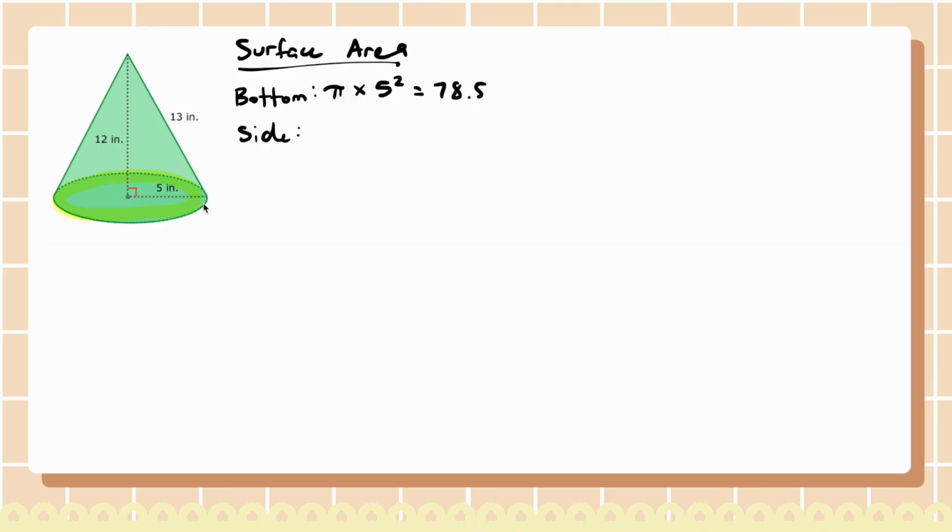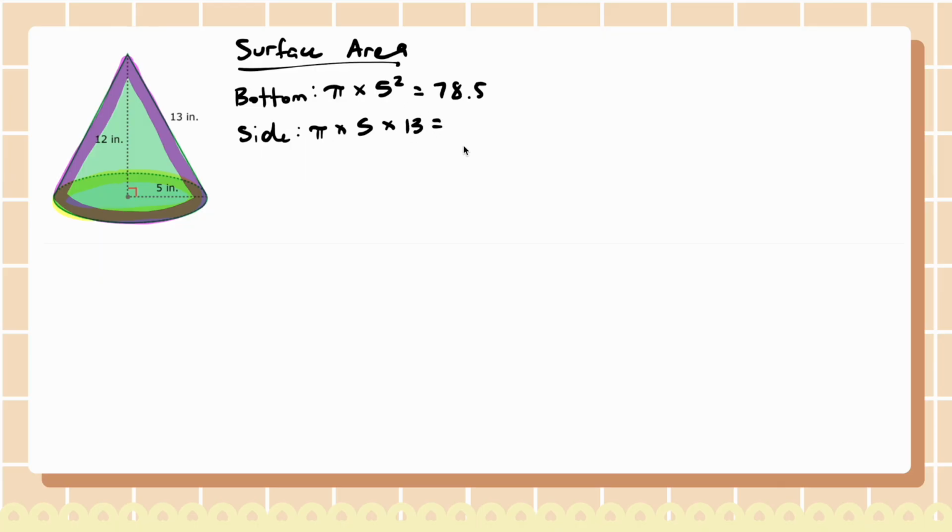So that's my bottom. To calculate the area of this side part right here, remember we just figured out how to do that in the previous slide. So we're going to be doing pi times r times s. I'm starting off with pi times my r is 5 times s, the slant height. So in this case, it's going to be 13.